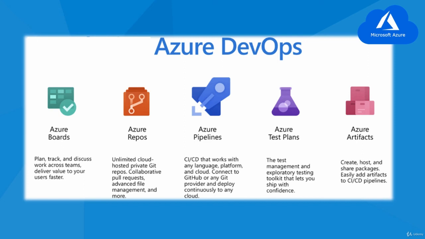Then you have Azure Test Plans, where you can design test suites, test cases, and test plans for test management and an exploratory testing toolkit, which allows you to ship your package or deliverables with confidence. You could perform different sets of testing based on test plans. Then you have Artifacts. That is a deliverable model. You can create, host, and share packages. You could easily add artifacts to the code integration and code delivery pipelines.